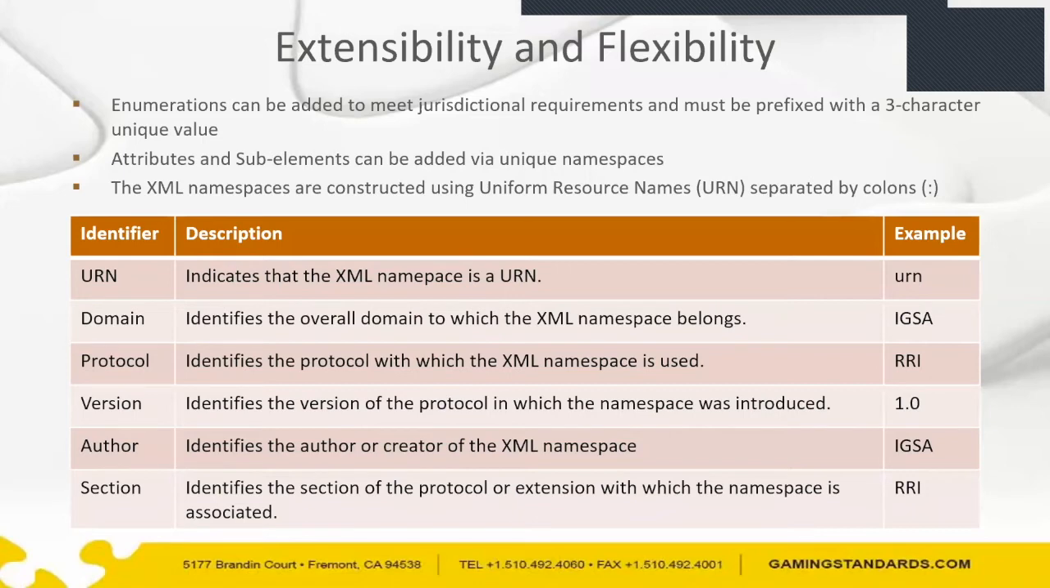And then, of course, the other rule that we put in place is that the XML namespaces have to be constructed using a standard, and that standard is uniform resource names. And the components of that namespace are what you see in front of you on the screen. It has to have a URN, it has to have a domain, it has to have a protocol, a version, the author, and the section of the protocol or the extension for which this particular namespace is designed to work with or is associated with. Each one of those components is separated by a colon, and that becomes the namespace.